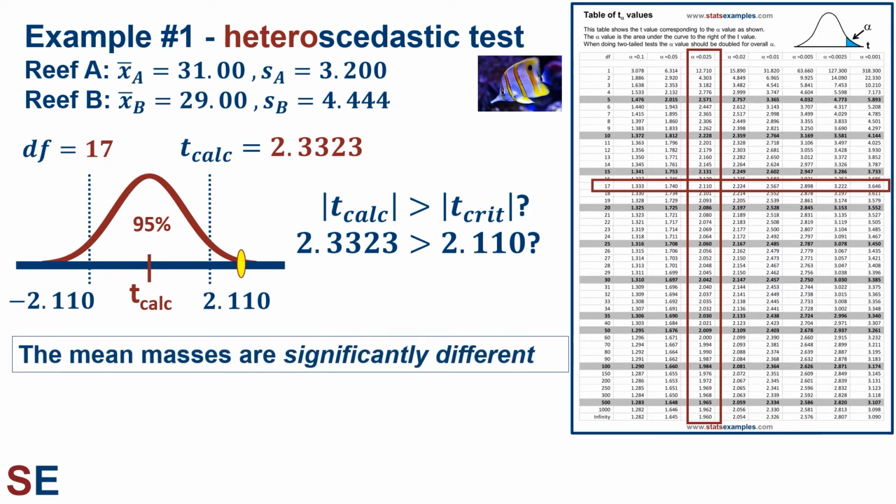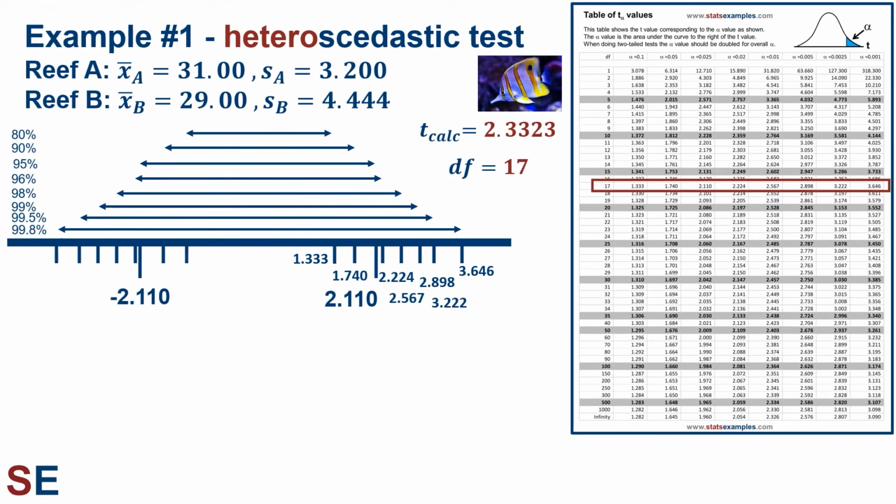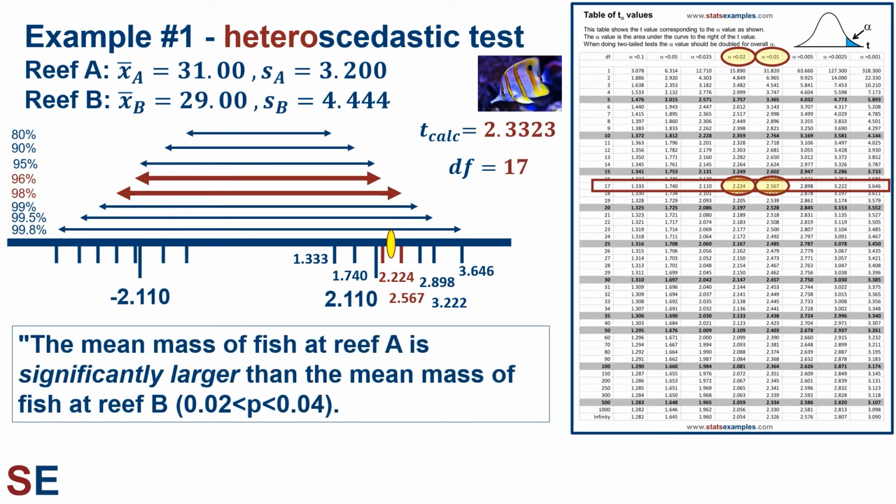We can therefore say that the mean masses are significantly different, and just like earlier, we know that the mean for reef A is larger than the mean for reef B, but we still have one more question. What is the p-value of our test? As before, for this we'll need to examine our t-table in more detail. We compare our calculated t-value to the whole set of critical values in our t-table for 17 degrees of freedom as shown. The 2.3323 lies between two of the critical values in the table, the 2.224 and the 2.567. From this, we know that the p-value is less than 0.04, but not less than 0.02. We can therefore state that the mean mass of fish at reef A is significantly larger than the mean mass of fish at reef B, p between 0.02 and 0.04.